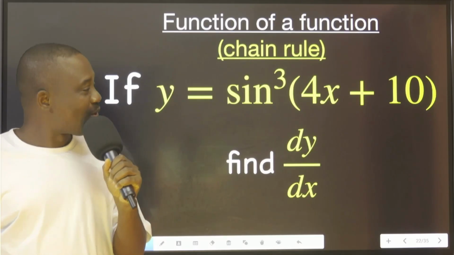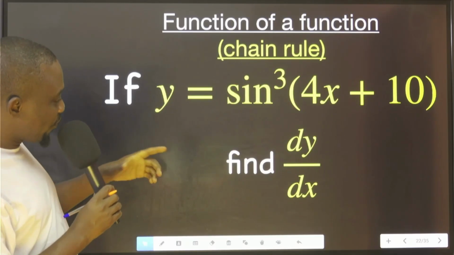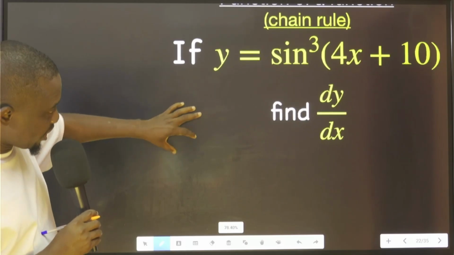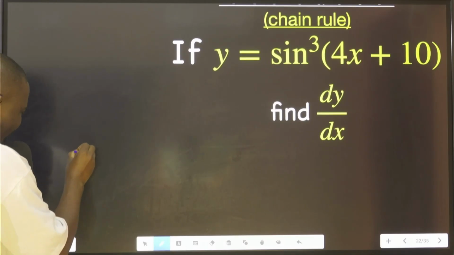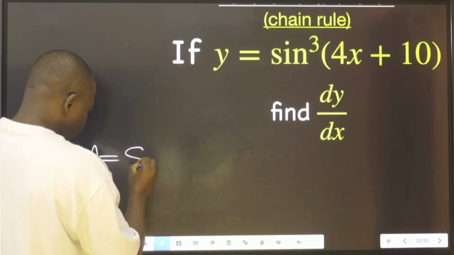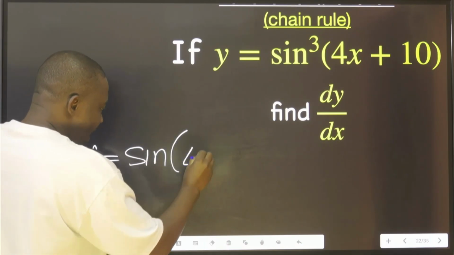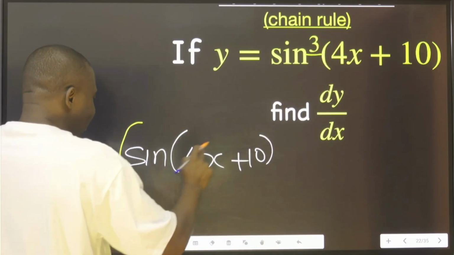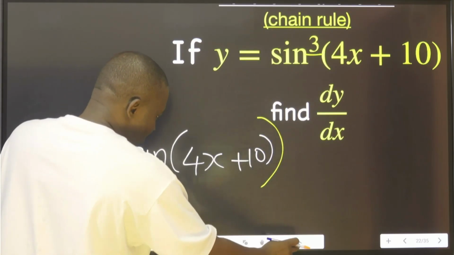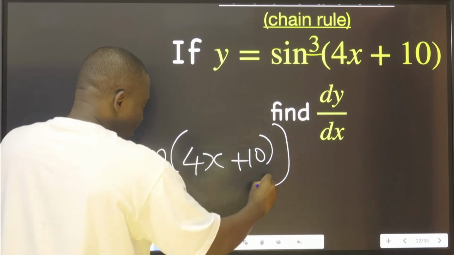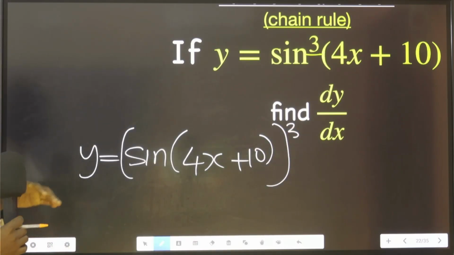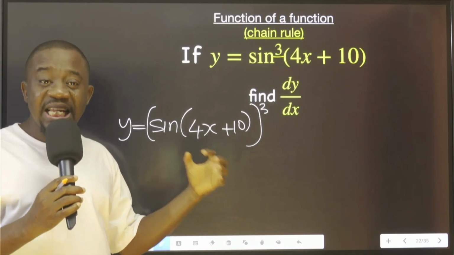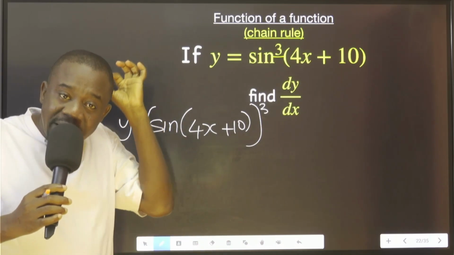Let's look at this. We are asked to find dy/dx of this function. As you can see, we have y equal to sine(4x + 10) all raised to power 3. That is, everything raised to power 3. We don't solve differentiation like this. Differentiation is only applicable to singles.